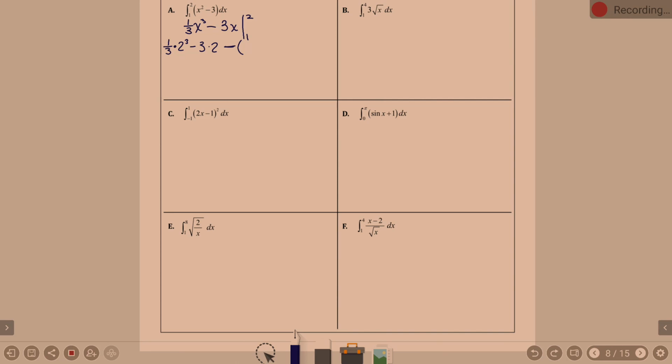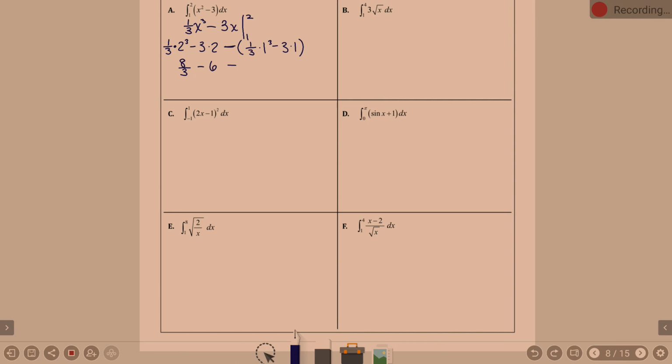Now I'm plugging in 1. So 1/3 times 1 cubed minus 3 times 1. Clean that math up and you've got your answer. Don't make any mistakes. No pressure. I'm going to do it piece by piece. I know 2 cubed is 8, times 1/3 is going to be 8/3, minus 3 times 2 is 6.